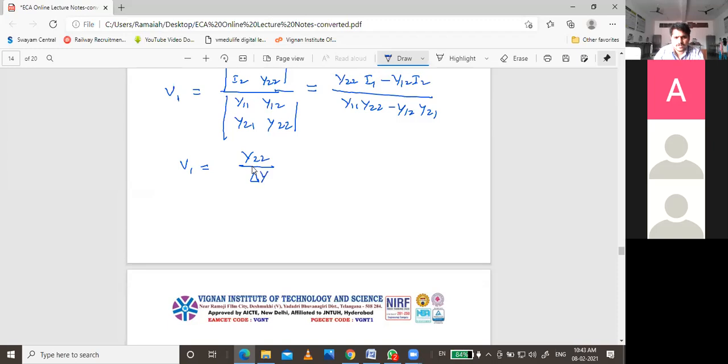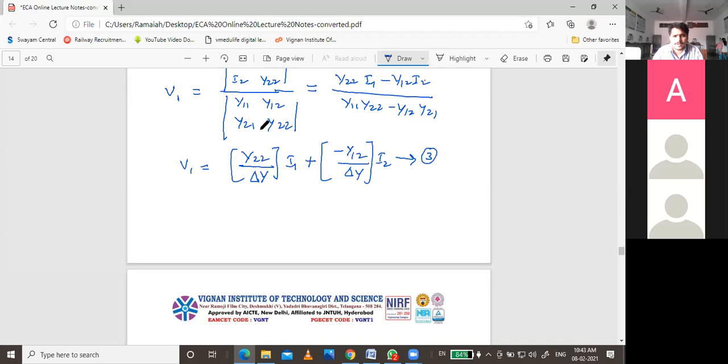Are you following? So V1 equals Y22 by delta Y into I1, plus minus Y12 by delta Y into I2. This entire term is delta Y, and the constant is I2. This is equation 3. That means we have represented the Z parameters in terms of Y parameters.